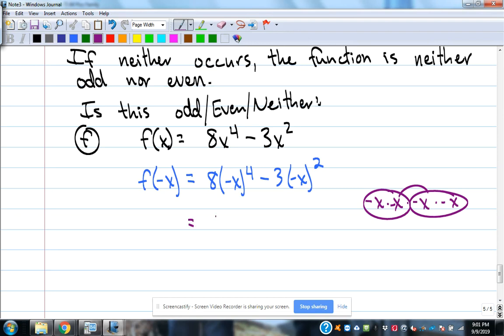So that gets us back 8x to the fourth. What happens on that negative x squared? Same thing. It's negative x times negative x, which is positive x squared. So negative 3 times positive x squared looks like that. Is that the same as the original? Yes, that's the same. So this is even, because this matches that.